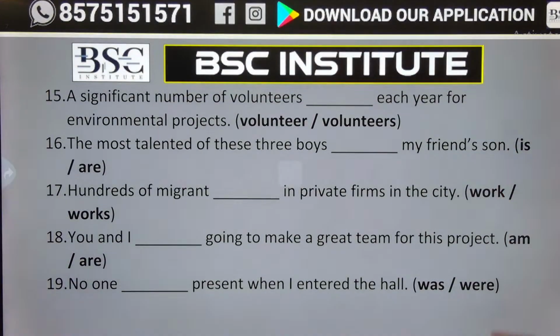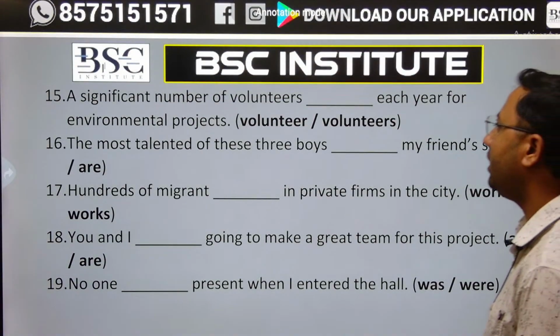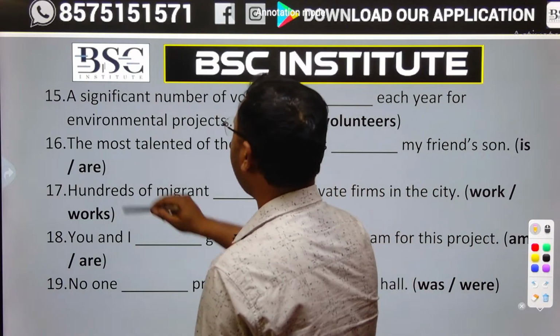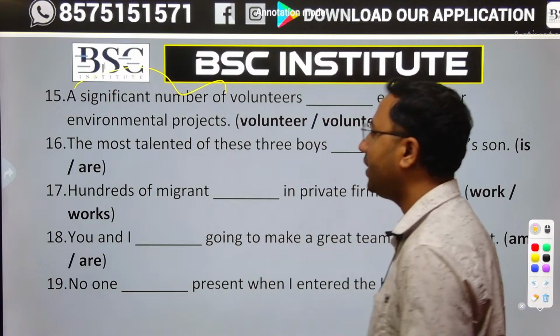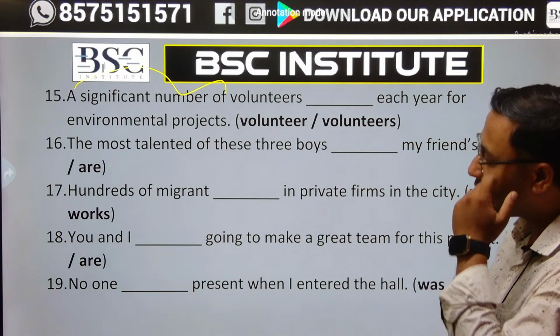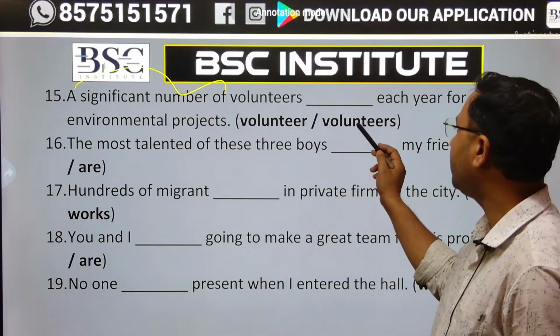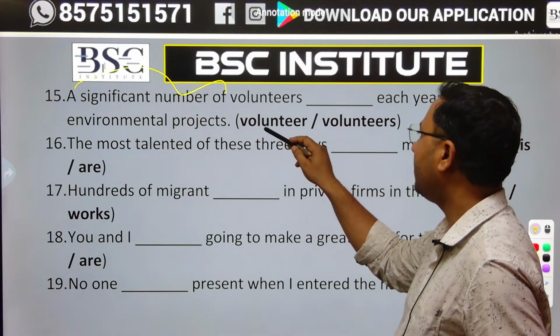Next, a significant number of volunteers. Okay, a significant number of volunteers. You'll find a number of over here. Okay, you have to figure out this a number of. A number of is considered as plural. So I cannot use volunteers. I use volunteer, not as.